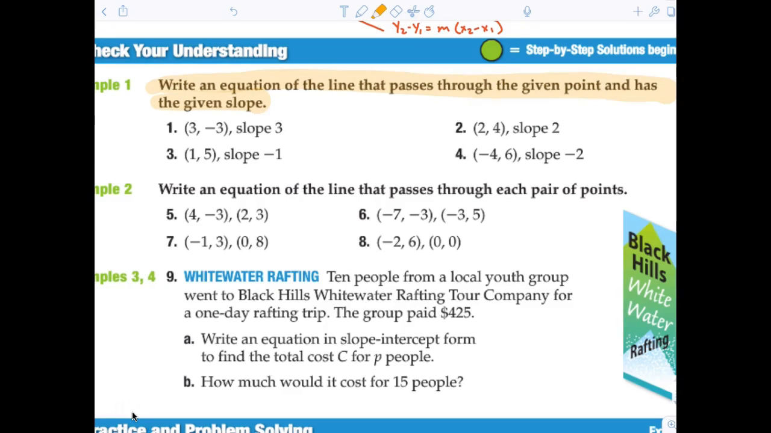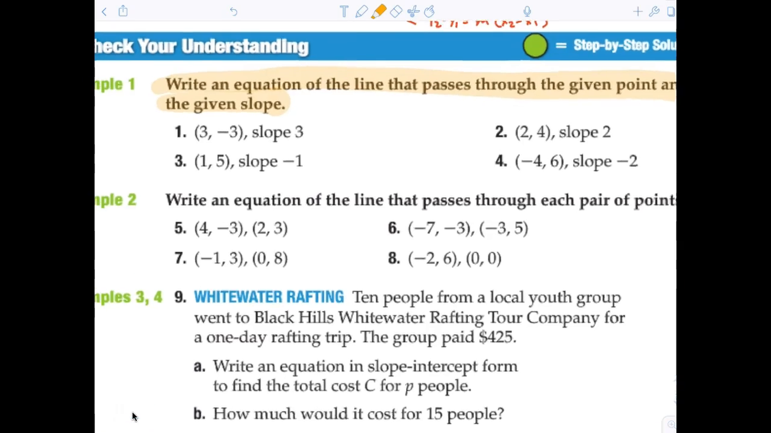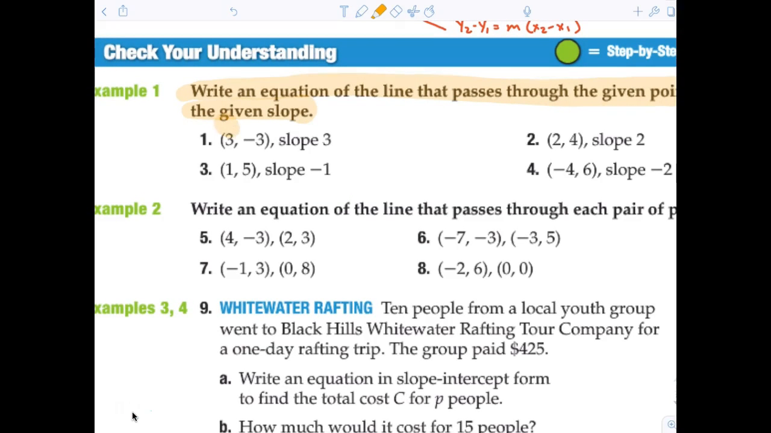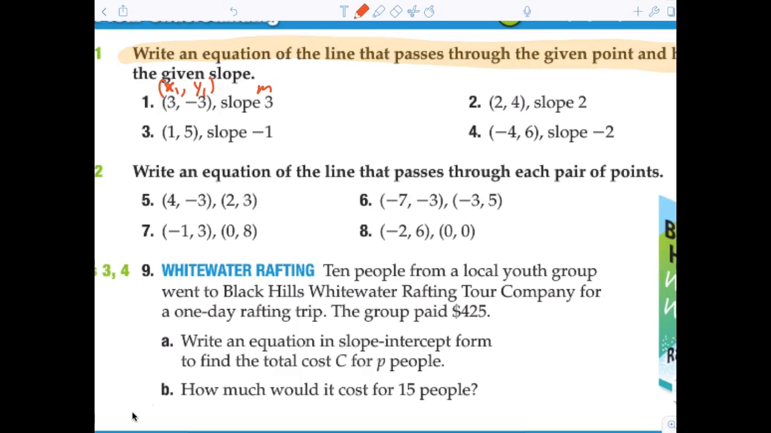Sometimes it's really this simple. Look up, please. This right here is x1, and this is y1, and this is your m. So now what I want everybody to do for question number 1 is write down y minus y1 equals m times x minus x1.